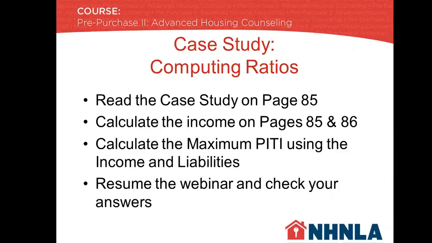Now go to your manual on page 85. Read the case study there for practice in computing ratios. You will have learned this in pre-purchase 1, but as you know, extra practice never hurts. Calculate the income on page 85 and 86, and then calculate the maximum PPII, principal, interest, taxes, and insurance, using the income and liabilities. Pause the webinar now and work on this exercise, and then resume the webinar to check your answers.